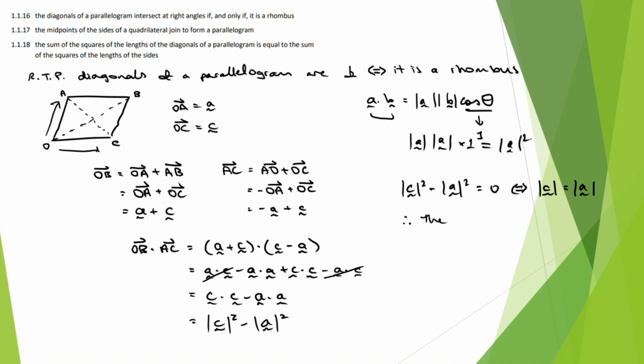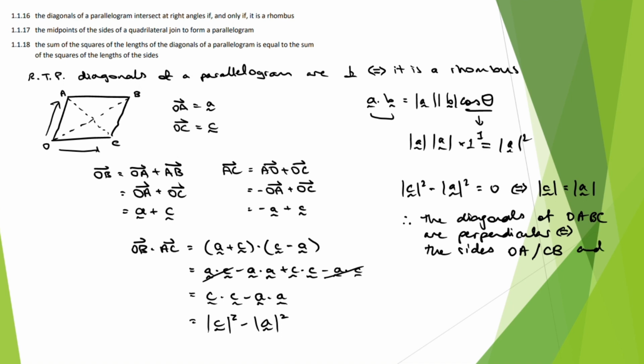essentially my diagonals of OABC are perpendicular if and only if the sides OA slash CB and OC slash AB are equal in length, i.e. a rhombus. And as a result, we have proved the statement that we were aiming to prove. QED.